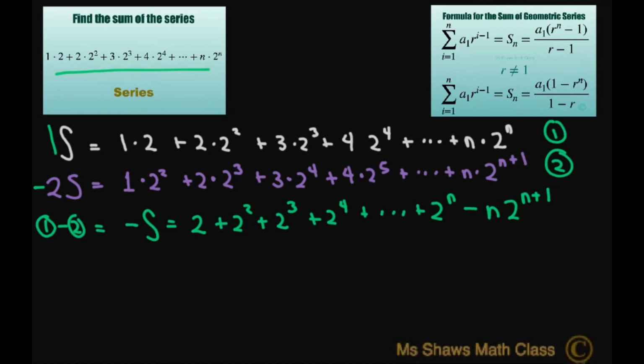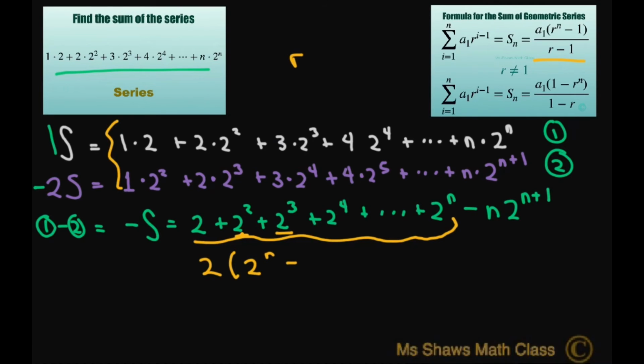So finding the sum of this is going to be this part here, and we're going to use this formula here. Our first term is going to be 2, and our common ratio, we keep multiplying by 2. This is why we did this, so we can find the common ratio here. So this is going to be 2 to the power of n minus 1 divided by 2 minus 1. And then we still have this tail, minus n times 2 to the power of n plus 1.